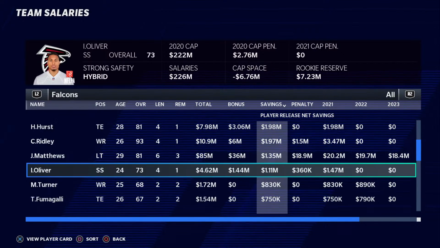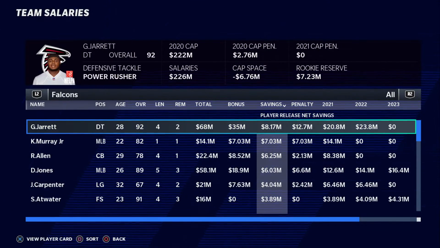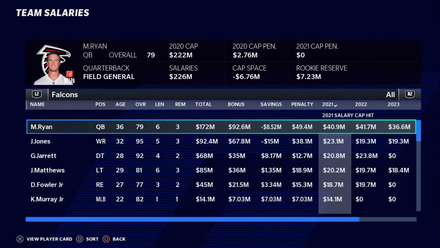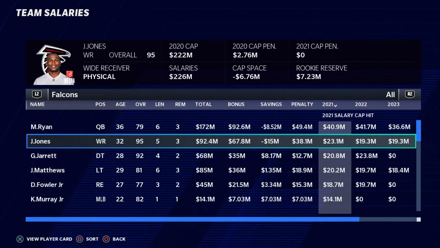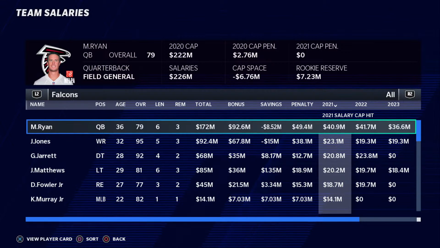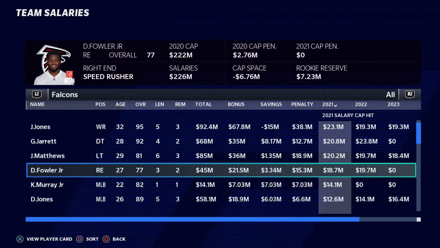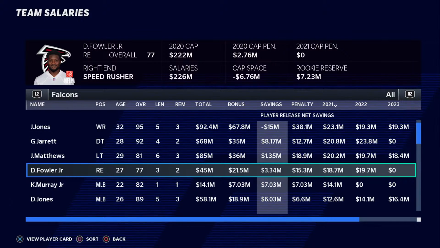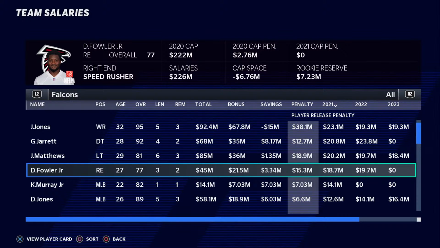And that's really it. Again, the Falcons are stuck in this situation because of Matt Ryan, 36-year-old, 79 overall, making $40 million. Dante Flower making $18 million. You can cut him, Flower, but you ain't saving nothing. You only saving $3 million. And then you're gonna get a penalty of $15 million. Remember, that penalty is added to your salaries. That's how you get the salaries.